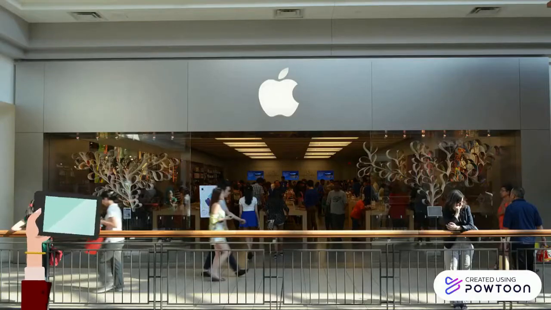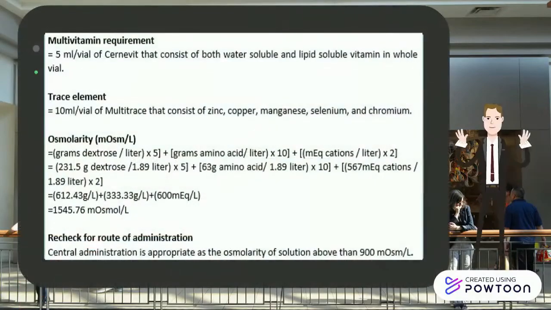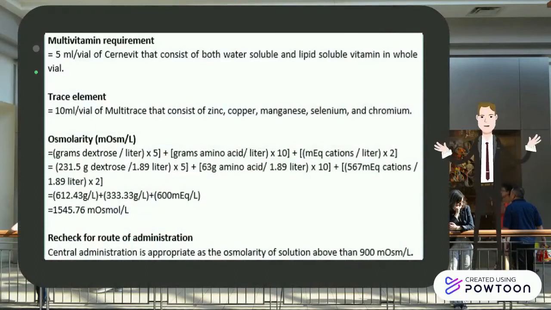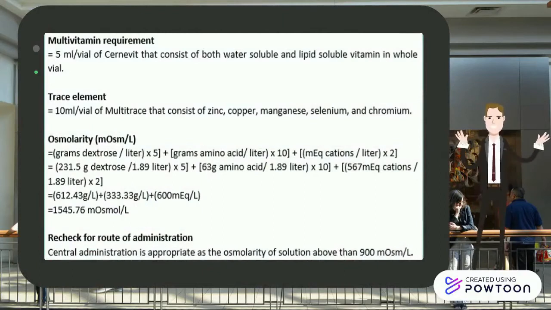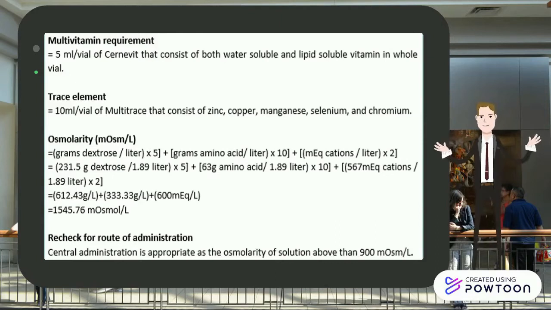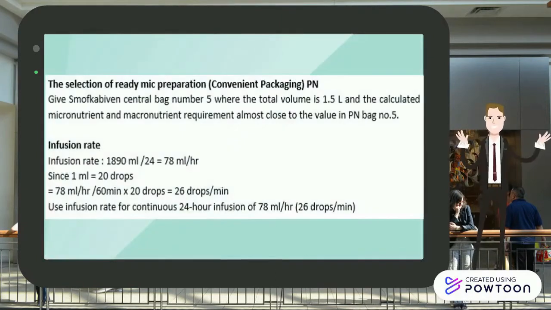chromium. We also need to check for the osmolarity, and after calculating the osmolarity, we need to recheck the route of administration. In this case, the central administration is more appropriate because our calculated osmolarity of solution is above 900 milliosmol per liter. We also select a ready mix preparation of parenteral nutrient, which is a convenient packaging.